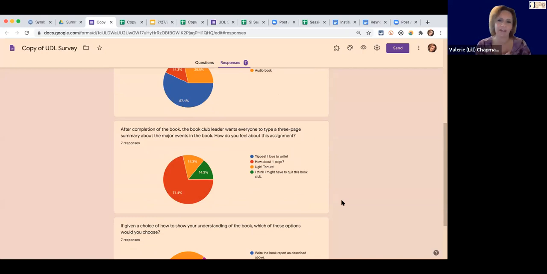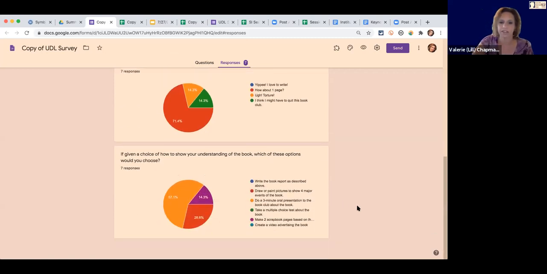How do you feel about, okay, so she wants everyone to type a 3-page assignment. She's giving one choice. She is not giving options of how you can demonstrate that you read the book. Some of you think it's torture. Some of you think you have to quit the book club. Some say how about one page. I'm kind of that nerd who likes to write, so I probably would have been the blue and picked okay. But again, that assignment that she gave, nobody in this book club is interested in. That's not going to be motivating for them. They might not do their best work.